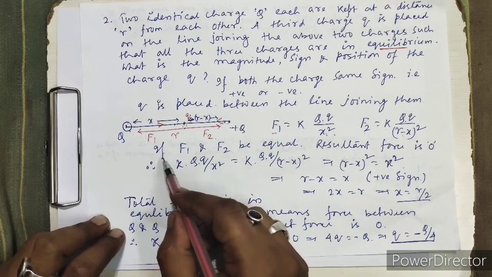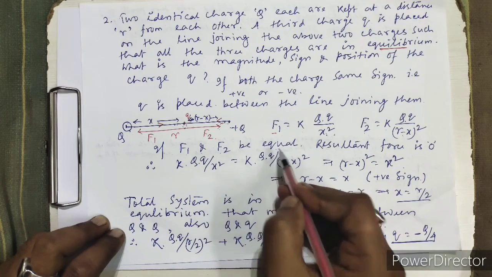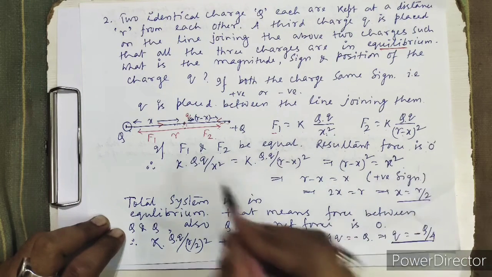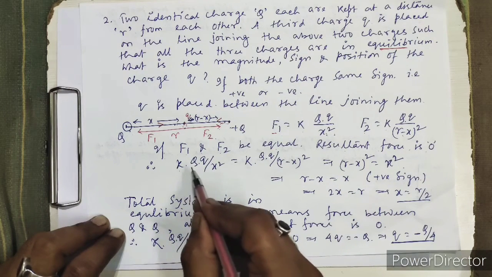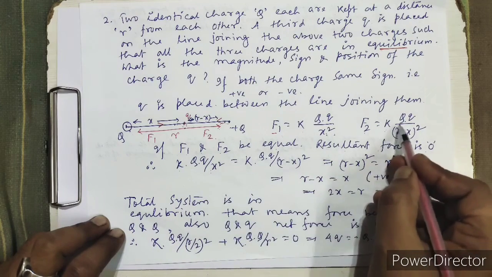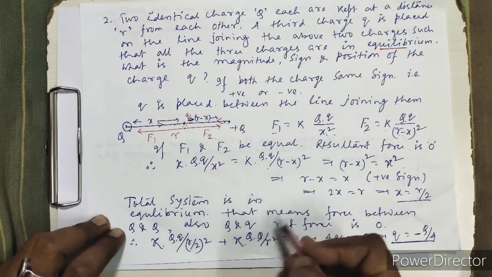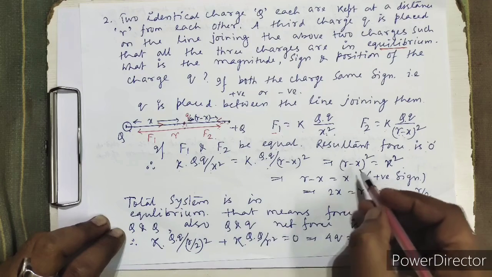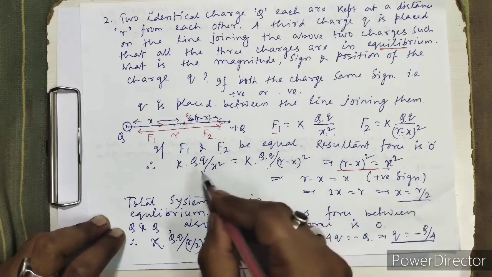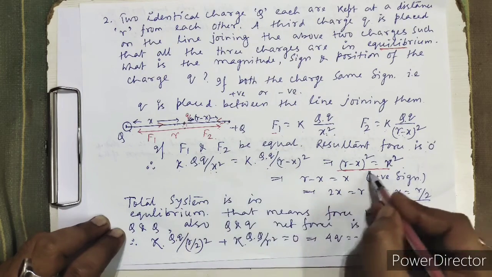For balance, if F1 and F2 are equal, the resultant force is 0. This signifies that K Qq by x square, this is F1, and K Qq by r minus x whole square, F2, are equal. Then you solve these equations. K Qq is cancelled. That is, r minus x whole square equals x square.